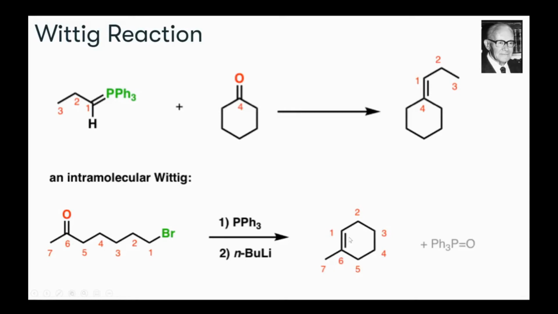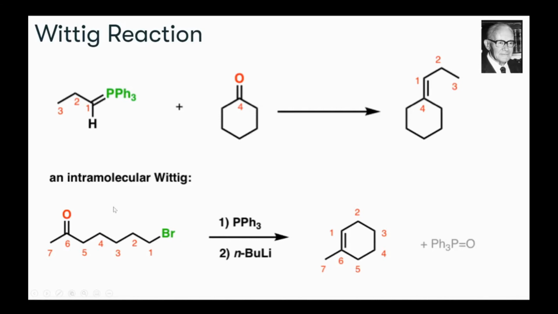People often wonder that we can only prepare exocyclic double bonds. This is an exocyclic double bond, and this is an endocyclic double bond. So you can prepare both types of alkenes, both types of double bonds, using Wittig reactions. It could be either exocyclic. Exocyclic means a double bond which is outside the ring, as you can see in this example. And endocyclic means a double bond which is inside the ring, as you can see in this example.